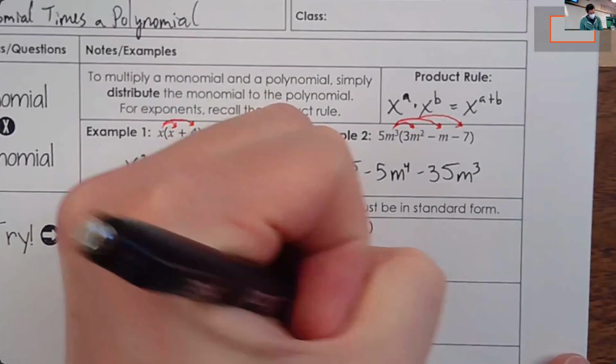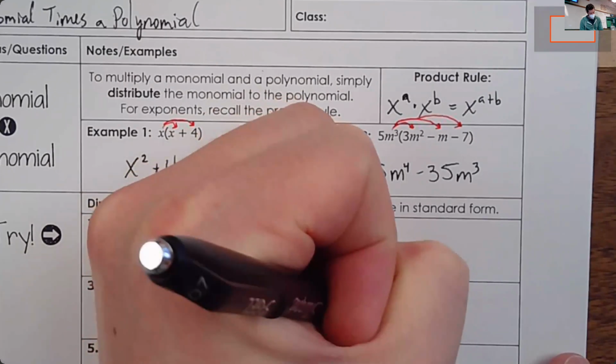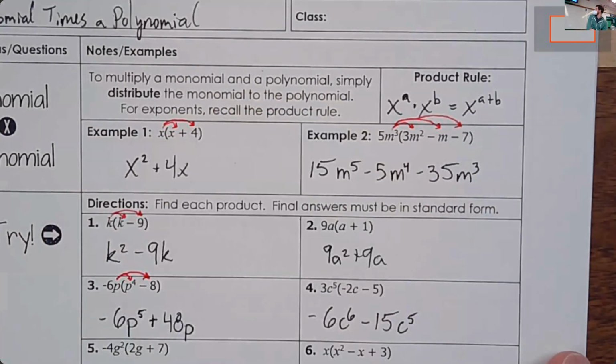Minus 15c to the 5th, good. So negative 6c to the 6th power minus 15c to the 5th power. 3 times negative 2 is negative 6, c to the 5th times c to the 6th. And then 3 times negative 5 is negative 15. And there wasn't any other variable or exponent here, so we just bring along the c to the 5th after that.